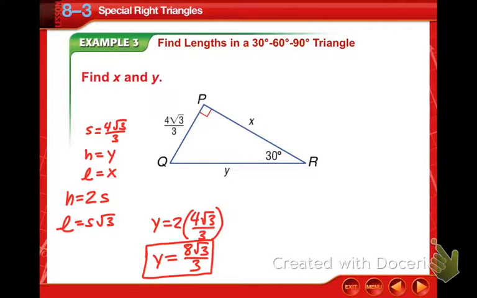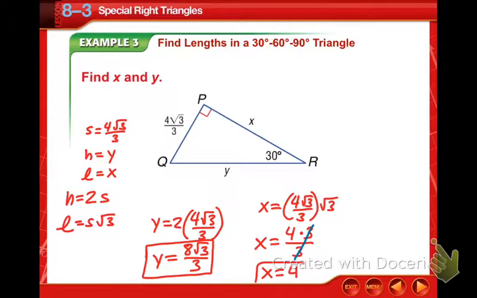Now, for x, we know that x is our L. So x is equal to S, which is 4 square root 3 over 3, times square root 3. Now again, remember when we multiply square roots, if they have the same number inside, they just get rid of the square root and you're multiplying by the number. So that means we have x equal to 4 times 3 over 3 now. The 3's are going to cancel. And we're left with x equal to 4. And that's it. So we got our x and our y using our two original formulas that they gave us.